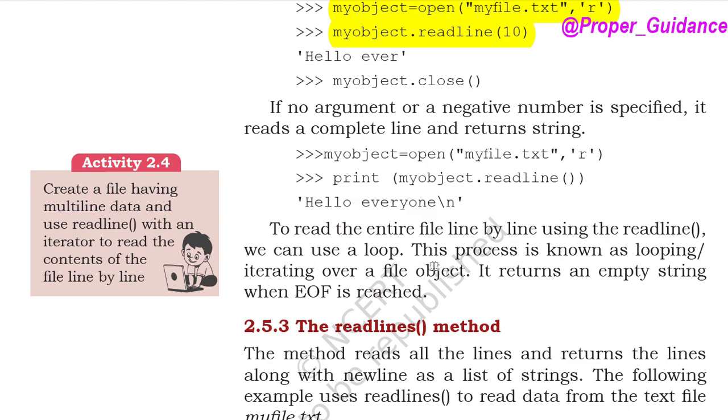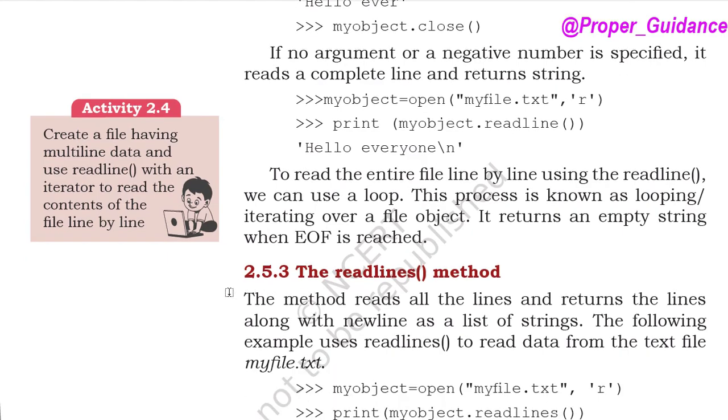To read the entire file line by line using readline, we can use a loop. This process is known as looping, or iterating over a file object. It returns an empty string when the end of the file is reached.